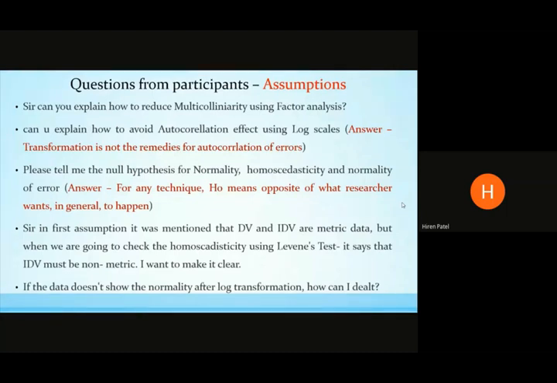Okay, if the data does not show normality after log transformation, how can I deal with it? I almost answered you in earlier questions. Still, to answer your question in more depth, we'll be sharing all the PPTs with you. We have put up Tukey's transformation matrices in front of you. Tukey has identified other forms of transformation besides log transformation. Please don't think log is the only transformation available. There are other forms of transformation you can apply.